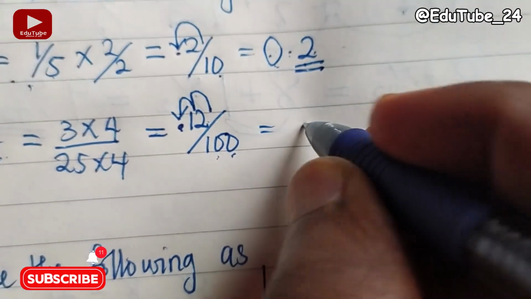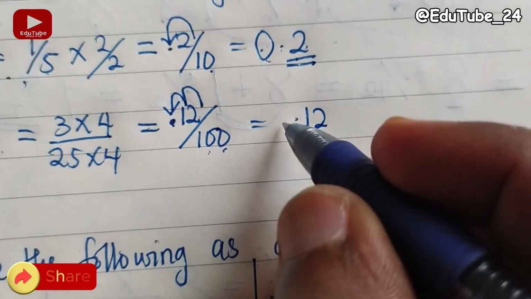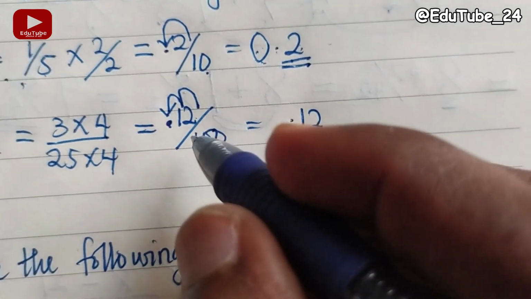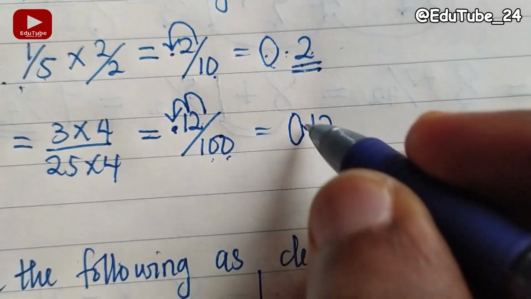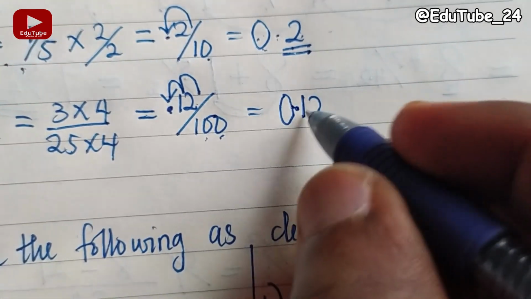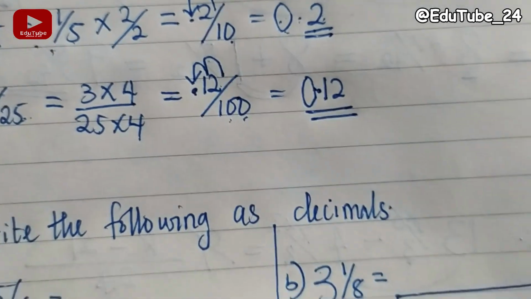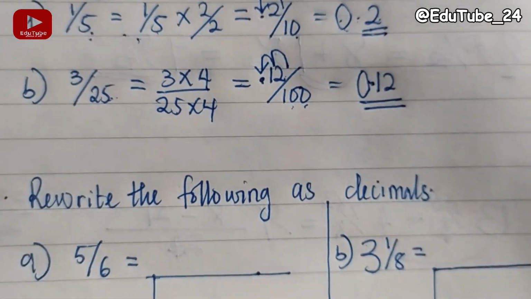We don't start a number with the point, so we must start with a whole number, and since we have no whole number, our answer is 0.12. Our answer is 0.12. So that is that about using the common multiplier or multipliers method.